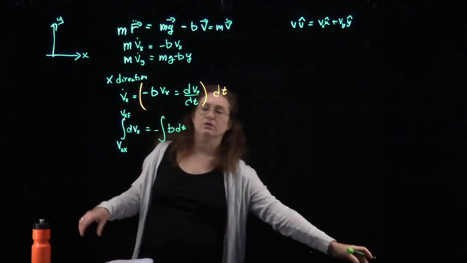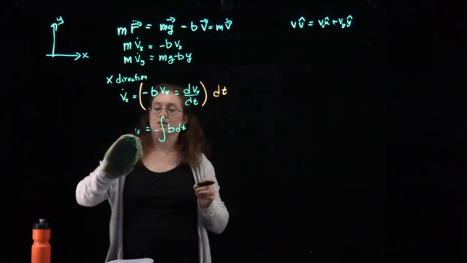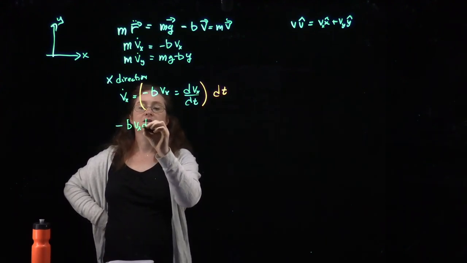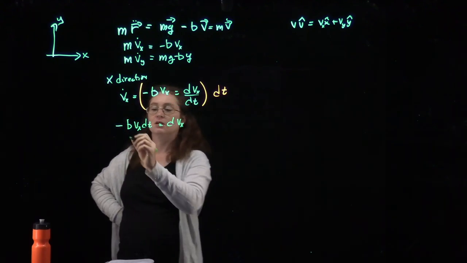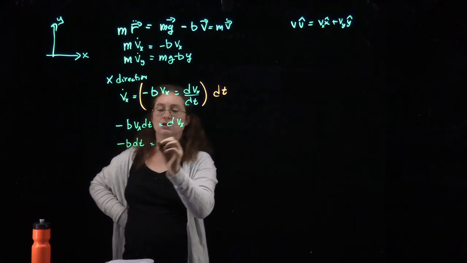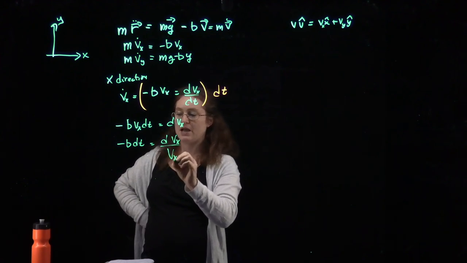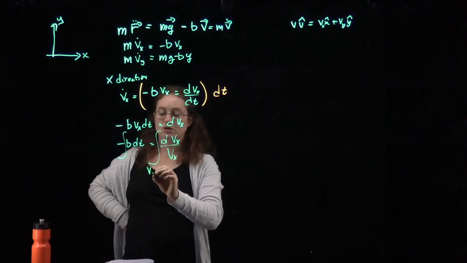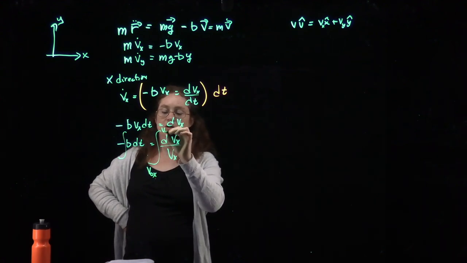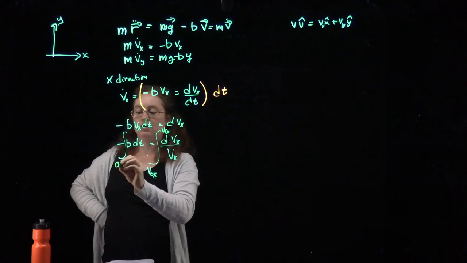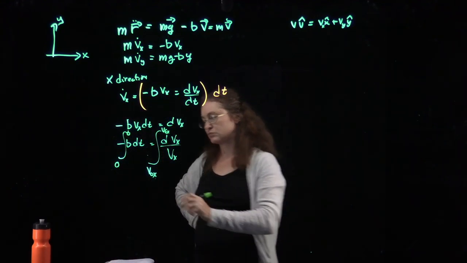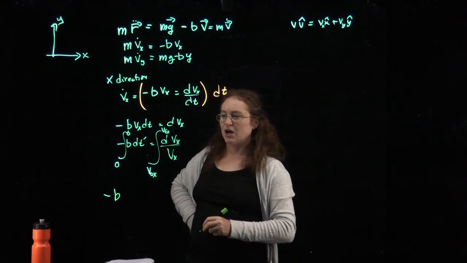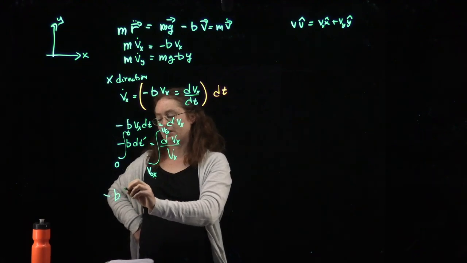Let me go through this a little bit more meticulously. I was skipping too many steps. So here I have negative b vx dt equals dvx, and negative b dt equals dvx over vx. I am going to integrate on both sides. Here I'm going to go from the initial velocity to the final velocity, and here I'm going to go from zero to time t. Oh, I'm going to just put a t prime to make it clear that this is the integration variable.